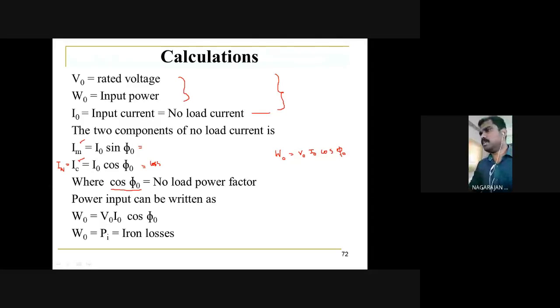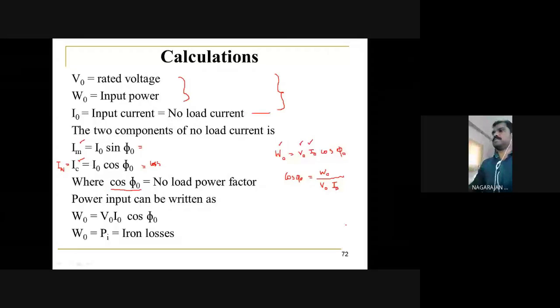Okay. So from this equation, we know the value of V naught, I naught, W naught. So for measuring the no load power factor value, cos phi naught is equal to W naught divided by V naught and I naught.